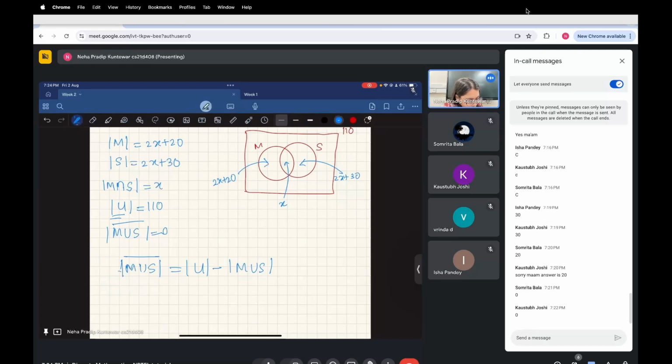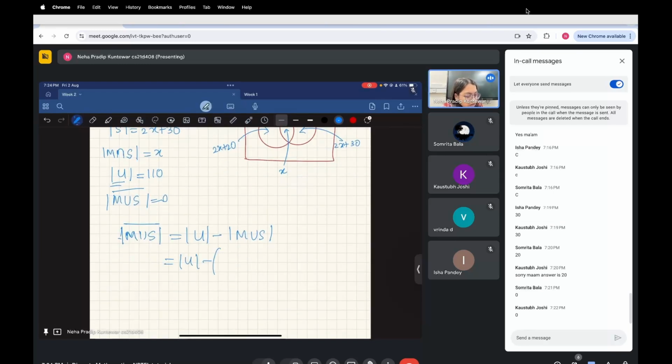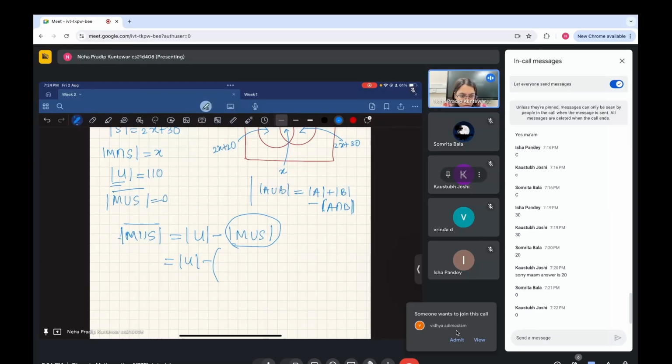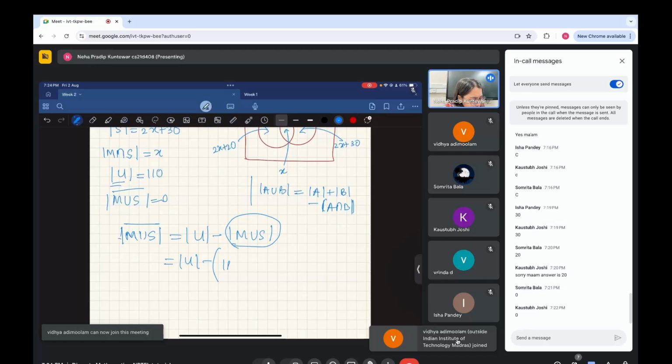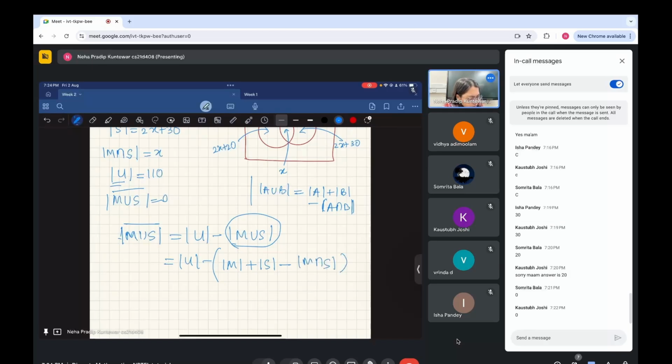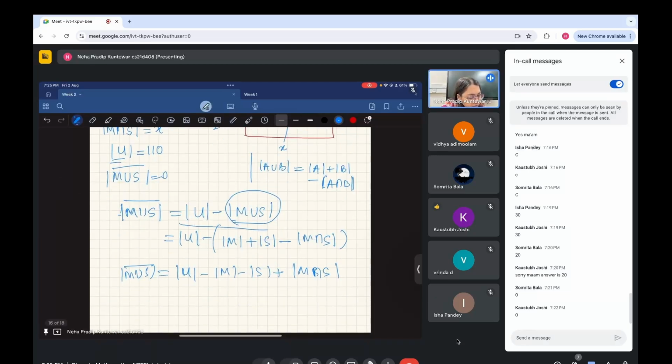Further, we will expand on the second term here, which is M union S. From the identity that we wrote earlier, we know that the size of A union B is the same as size of A plus size of B minus size of A intersection B. So we will simply use this formula, and what this gives you is size of M plus size of S minus size of M intersection S. If you open the brackets, what you get is cardinality of U minus cardinality of M minus cardinality of S plus cardinality of M intersection S. Now we will simply plug in the values that we had written earlier into the formulas that we have.